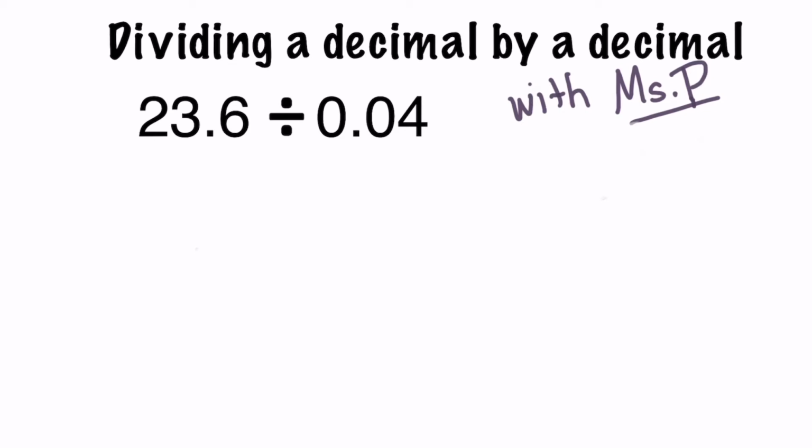Hi everyone, this is Miss P with a review on dividing a decimal number by a decimal number using the problem 23 and 6/10 divided by 4 hundredths. So whenever we see a division problem with a decimal number in it, we have to check to see if the divisor is a decimal because that affects the way that we're going to solve the problem.